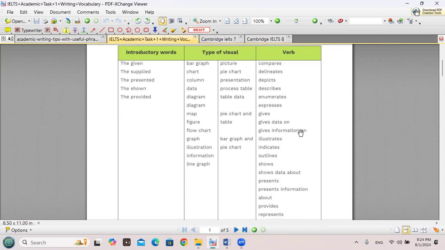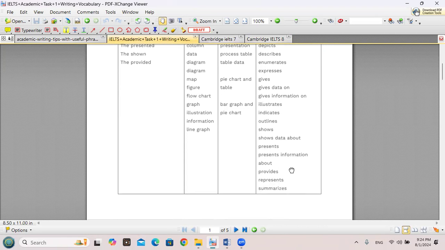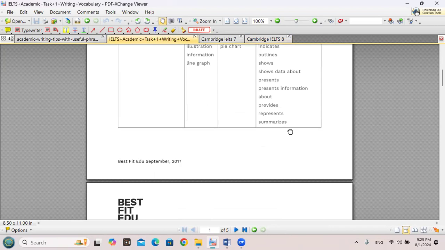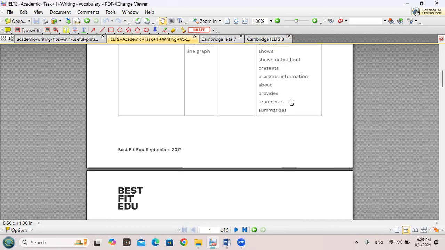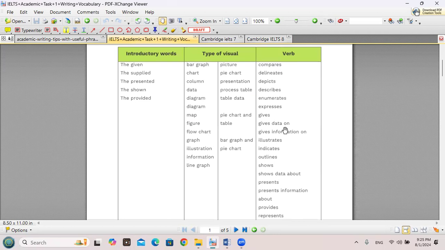I usually prefer "gives information on" because it's three words, which means that even if you have a shortage of ideas, you might write some extra words. You can write "shows data about," "presents information on or about," "provides," or "represents." You can write "describes," "depicts," "summarizes," whatever you like. You can write any one of these. You got it? This is to help you with rephrasing the first sentence of the introduction.